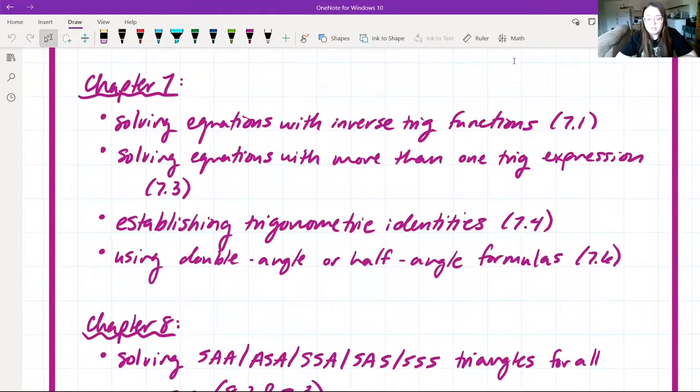Chapter 7, we have solving equations with inverse trig functions, section 7.1. Solving equations with more than one trig expression, section 7.3. Establishing trigonometric identities, section 7.4. And using the double angle or half angle formulas, which is section 7.6.